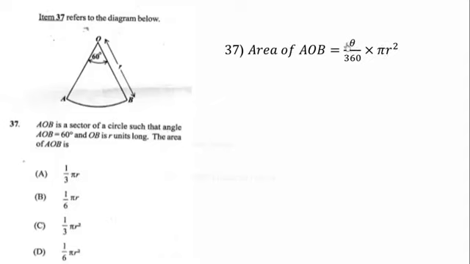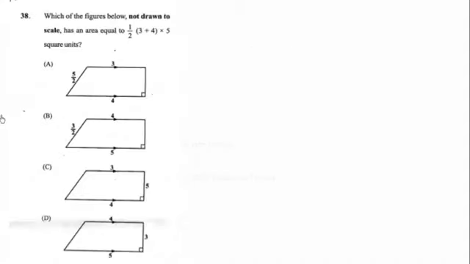That is the portion of the angle over the total angle in a circle times the area of a circle, and that will give us 60 over 360, since this is 60, times pi r squared. Now we need to simplify this to get 1 over 6 pi r squared. Therefore, the correct answer is D.